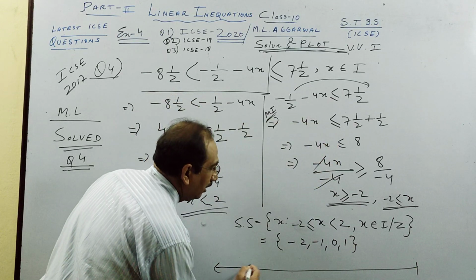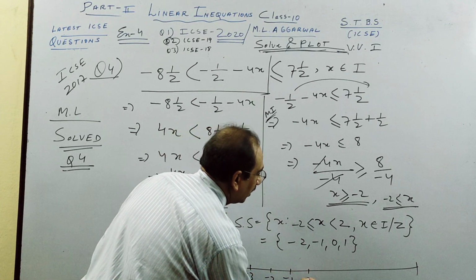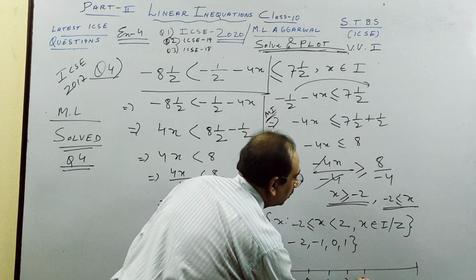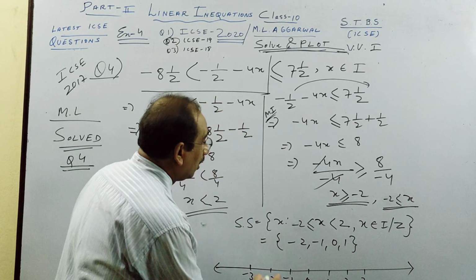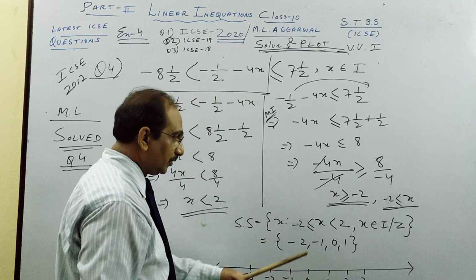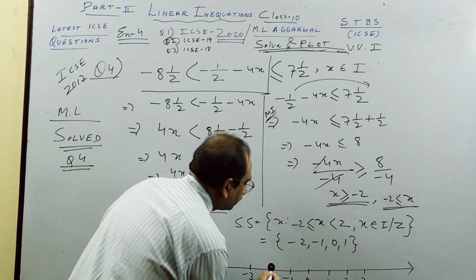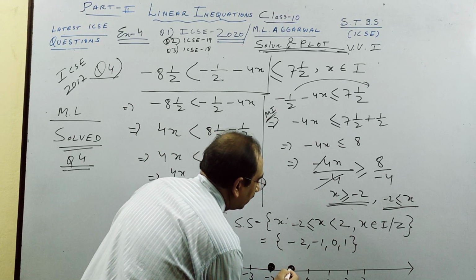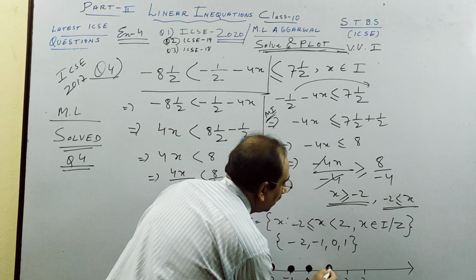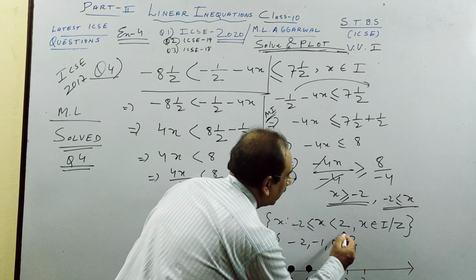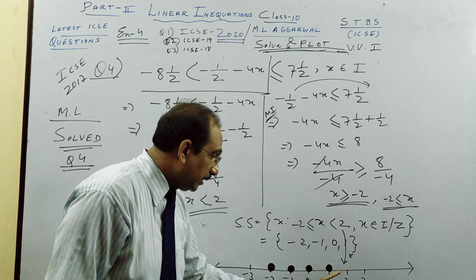Plotting here you see 1 extra, minus 3, minus 2, minus 1, 0, 1, 2, 3 you can do, and it goes to, these arrows are important, 1 extra. So minus 2, this is integer, so darken it. Minus 1, 0, 1. You cannot take 2, children. You cannot take, because this is less than 2. Less than 2 is 1.